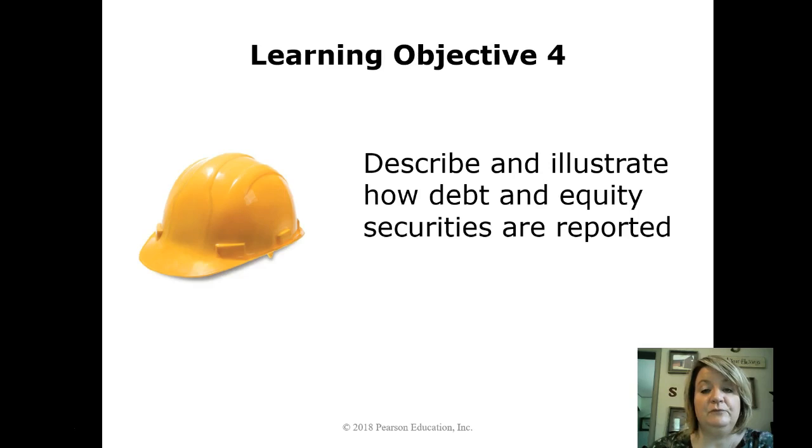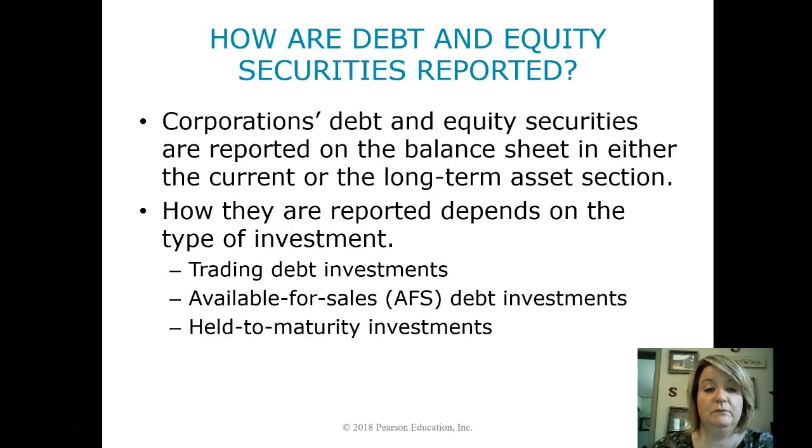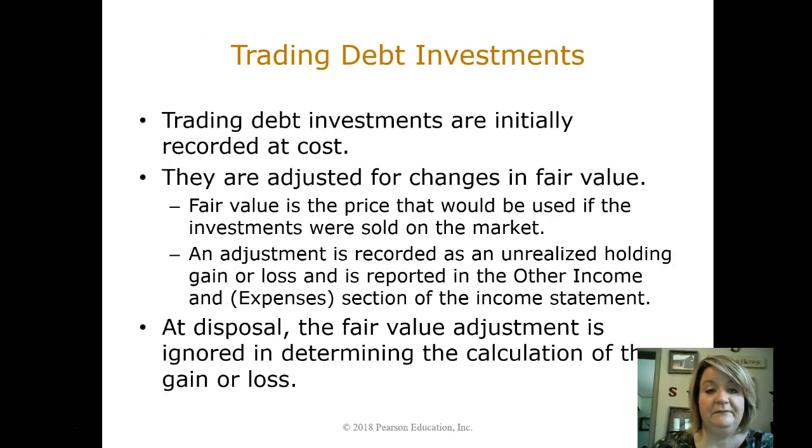Learning objective number 4. Describe and illustrate how debt and equity securities are reported. How are debt and equity securities reported? Corporations' debt and equity securities are reported on the balance sheet in either the current or long-term asset section, and how they are reported depends on the type of investment: trading debt investments, available for sale debt investments, or held to maturity investments.